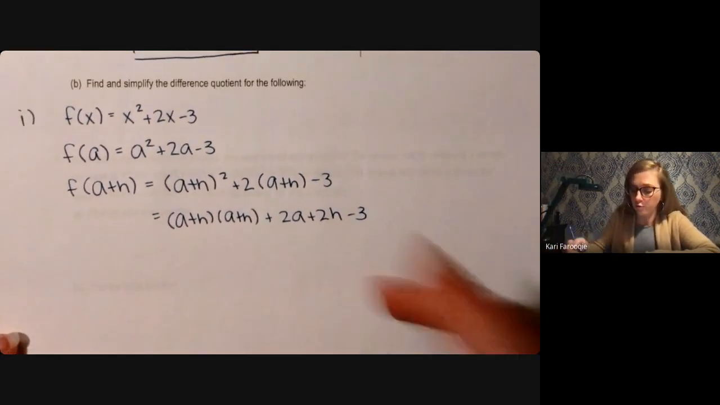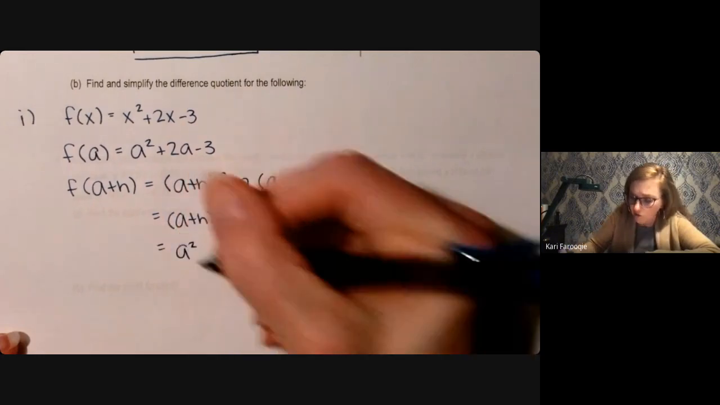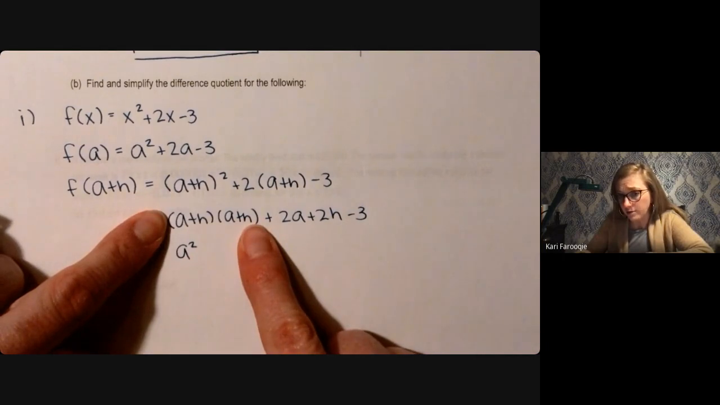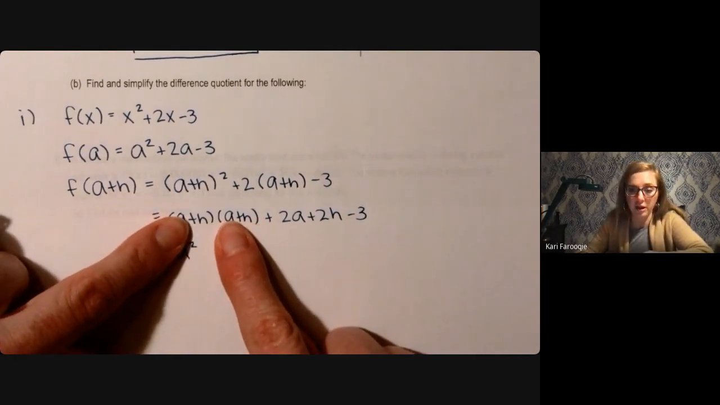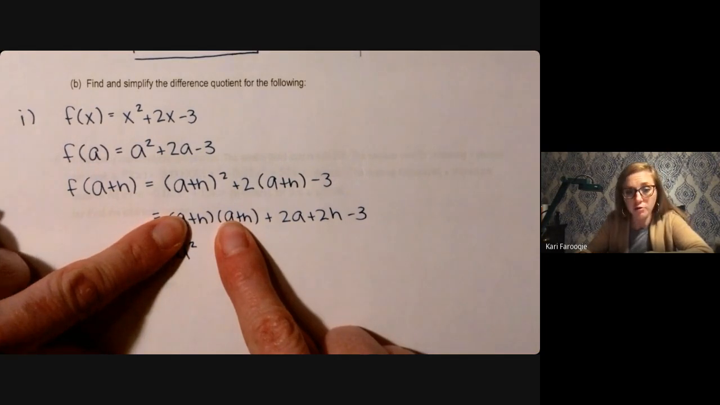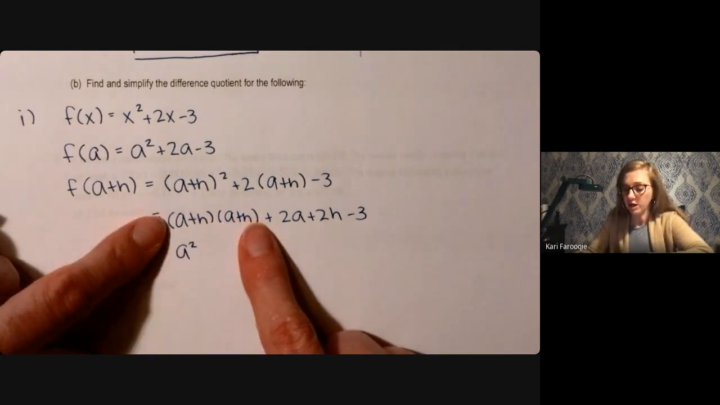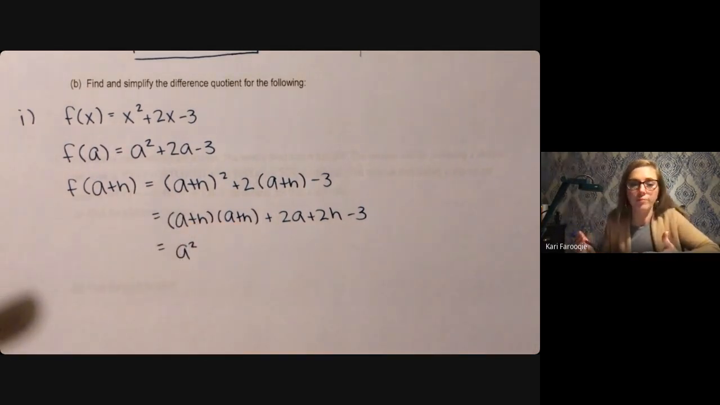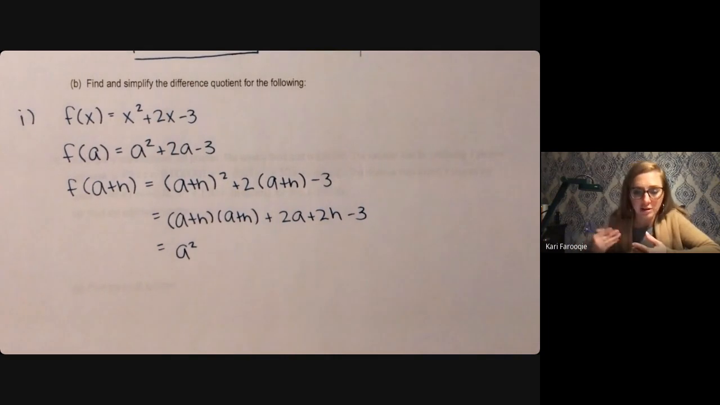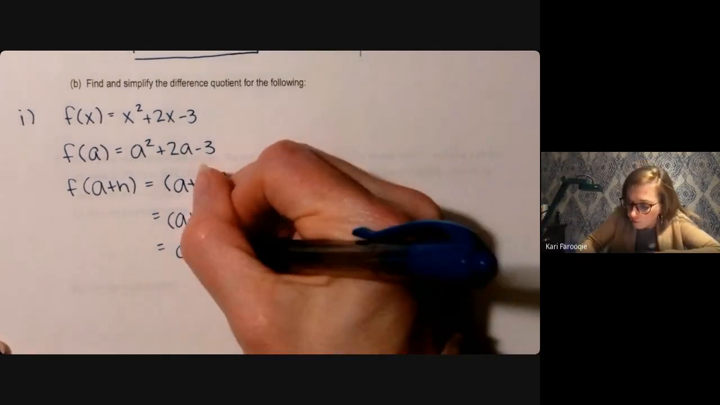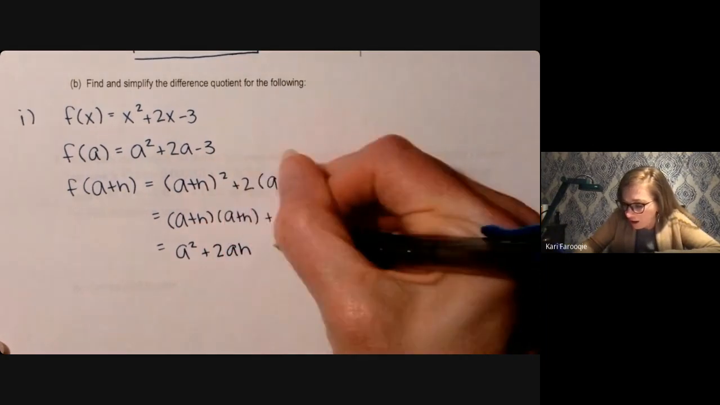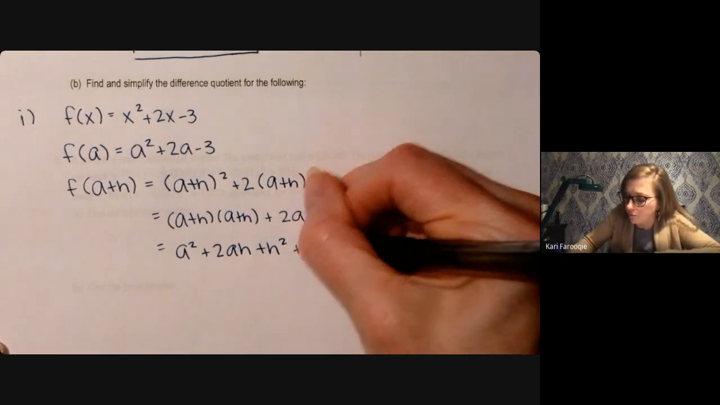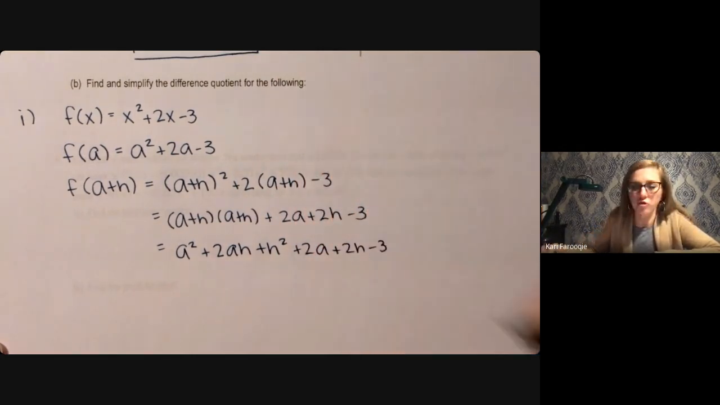Now I can go ahead and FOIL. We'll have a squared. And when you're foiling, when you take the outside and the inside, the outsides will give you a times h, and the insides will give you h times a. But multiplication is commutative. I can multiply in any order. So if I have an a h and I add that to an h a, I really just have two ha's or two ah's. I tend to keep these in alphabetical order. So I'm just going to rewrite this as 2ah. And then the last terms give you h squared, plus 2a plus 2h minus 3.